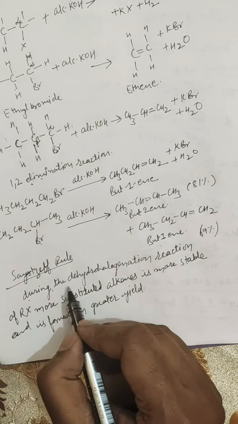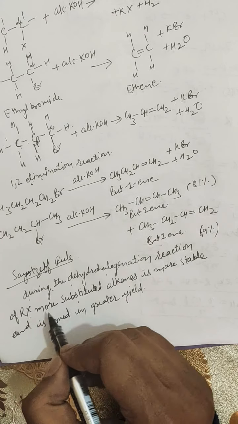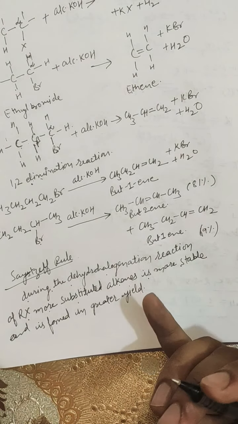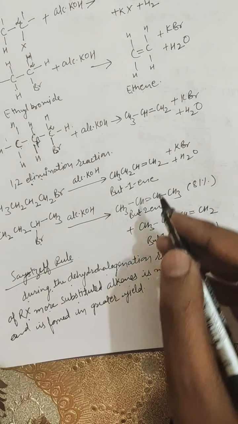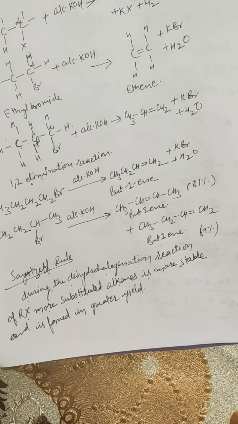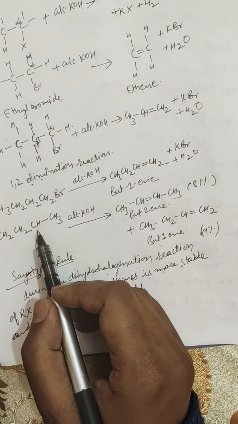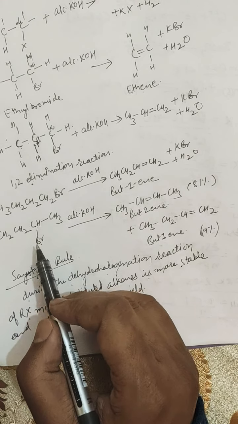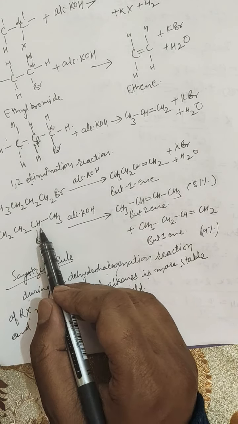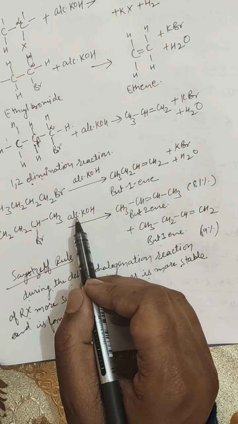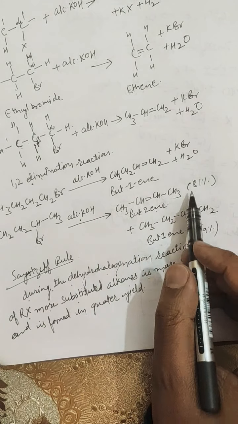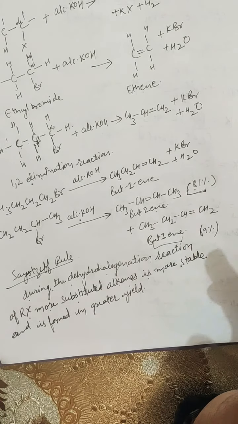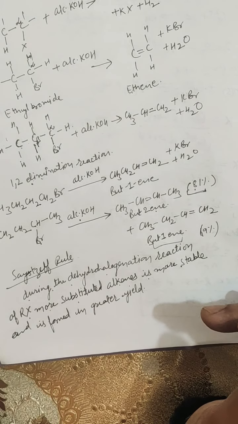So what does Saytzeff rule state? It states that during the dehydrohalogenation reaction of alkyl halide, more substituted alkene is more stable. So obviously the more stable product will be formed in the greater yield. So in the previous example I showed you, in case of dehydrohalogenation of 2-bromobutane with alcoholic potassium hydroxide, the but-2-ene is formed in more amount as compared to but-1-ene. The amount of but-2-ene was 81% as compared to but-1-ene.